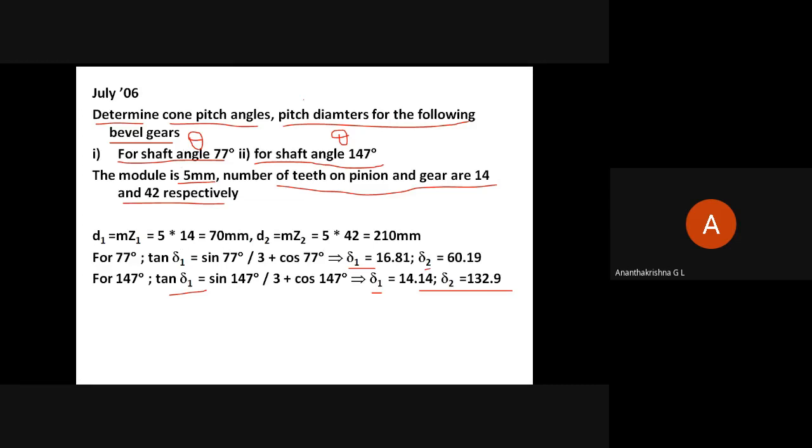And also you need to find out pitch diameters. So D1 is equal to M Z1. Z1 has been given as 14 and module as 5, so D1 is going to be 70 mm. D2 is going to be equal to M into Z2, 210 mm.